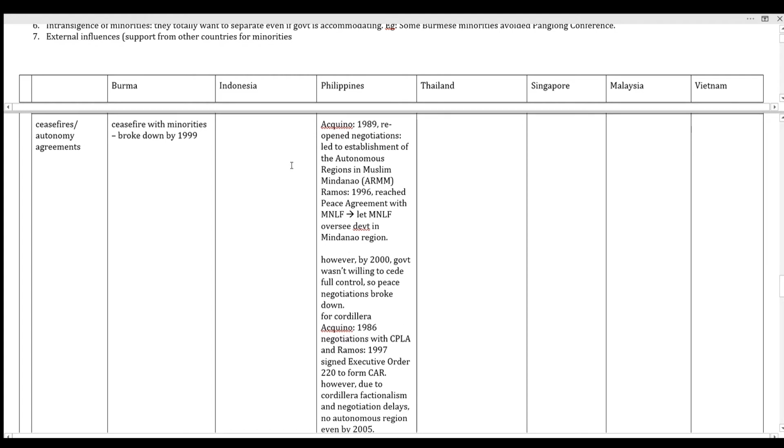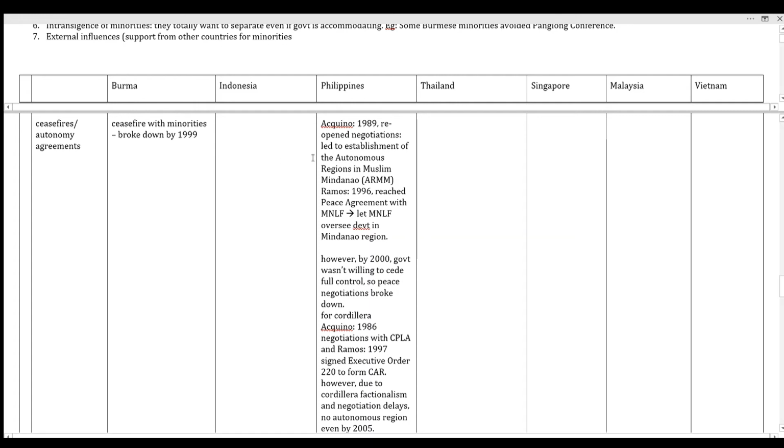Okay, so next one is ceasefires, autonomy agreements. Ceasefires and autonomy agreements could help you prevent more tensions. In Burma, they tried, and then it broke down by 1999. I'm not sure what happened after that. Okay. In Indonesia, we already know that East Timor became independent, so that's a done story.